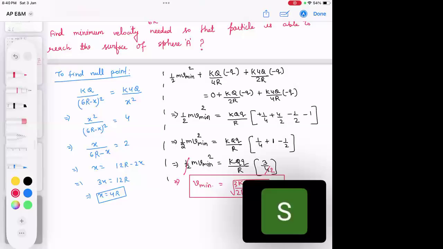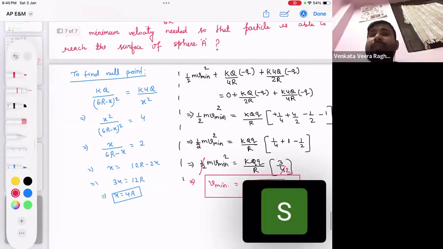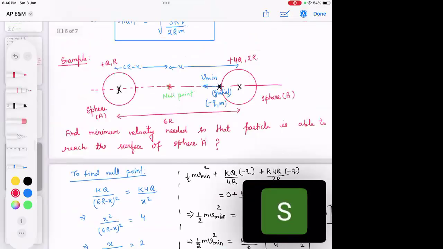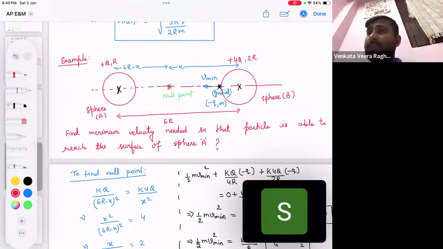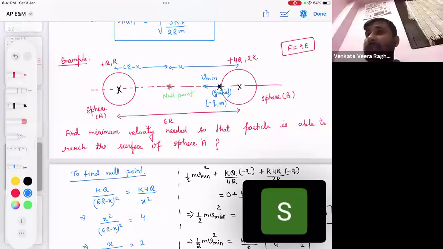Sir, can we say that where the force is zero, there is the null point? Yeah, same thing. Force is zero or field is zero, same thing. Null point means the point where the field is zero. If a point has zero field, the force is equal to what? Charge into field. So if the field is zero at that point, that means the force also will become zero, right?